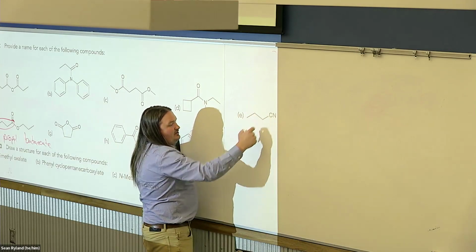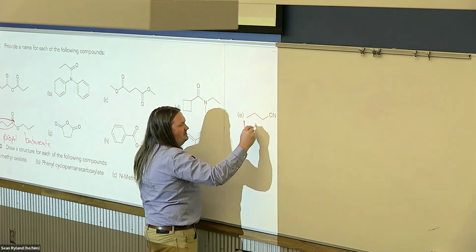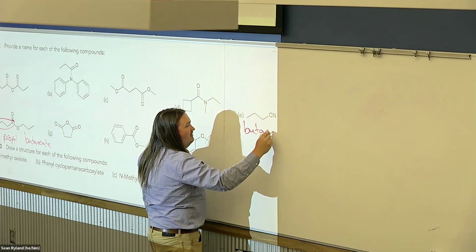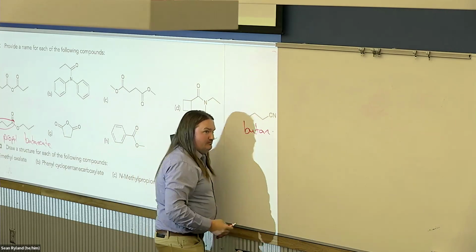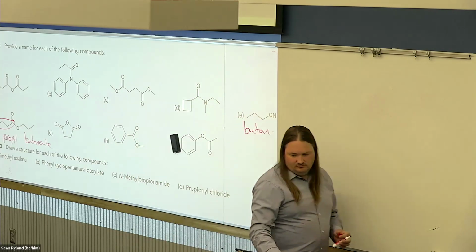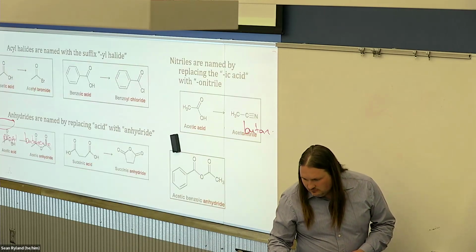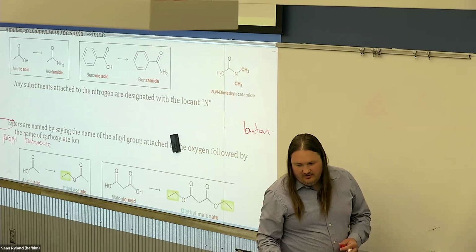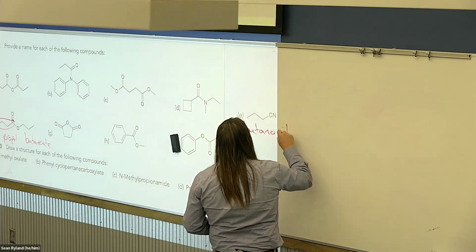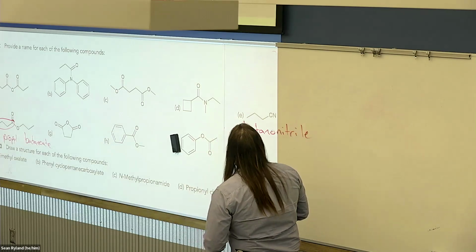So if it was an acid, it'd be butanoic acid, so it's butane nitrile. Is there an O on there? O nitrile. Yeah, O nitrile. Butanonitrile.